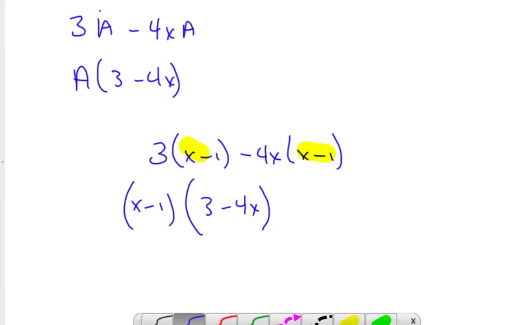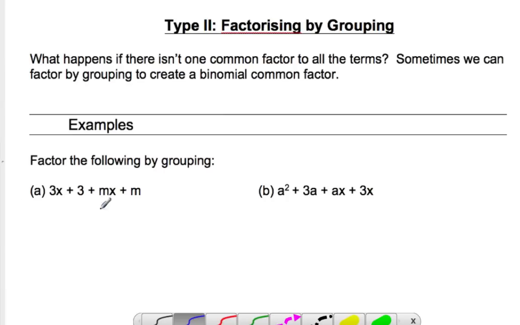Let's use that example down here. That's kind of the premise behind grouping. In doing this, I'm going to look at these two and these two. Now, one of the keys if grouping is going to work is there are 4 terms. That's kind of a hint. It doesn't always happen that grouping works, but it's often the case.